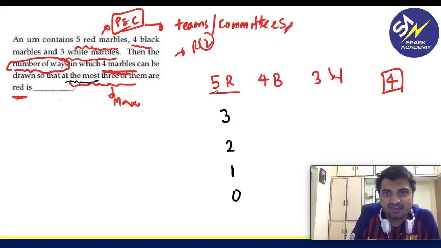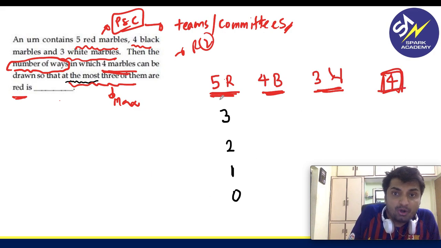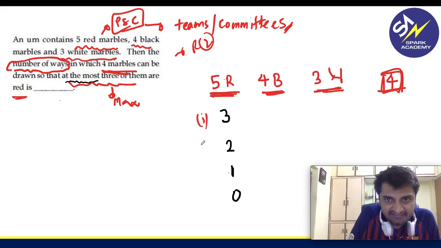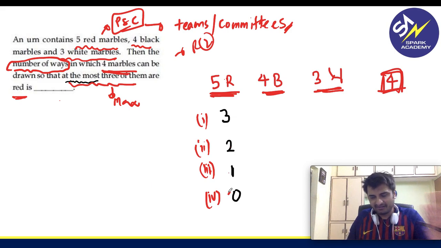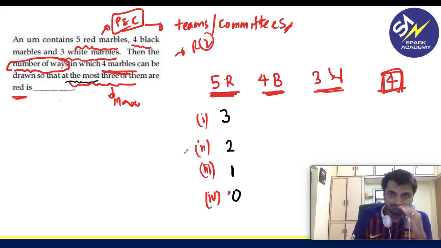So what I've done is I've already written for you 5 red, 4 black, 3 white are there. You need to choose 4. At most 3 means what? So first I'll put the condition. So I can give maximum 3 or 2 or 1 or 0. So this is like the first case, this is like second case, this is like third case, this is like fourth case. Clear, right? Now, what can I do to start off with?